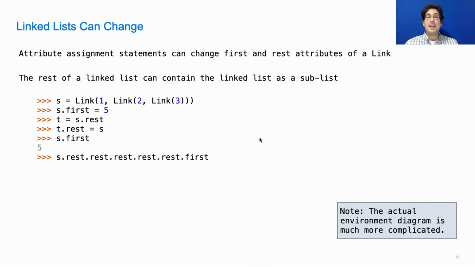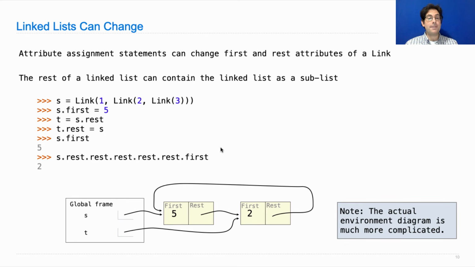s.rest.rest.rest.rest.rest.first? Well, think about it for a minute and see if you can figure it out. This is going to be the number 2. One reasonable reaction is, how did we have so many .rests when we had a linked list that was only 3 elements long? Well, back when we created it, it had only 3 elements. But now it has a different structure because we changed t.rest and t was part of s.